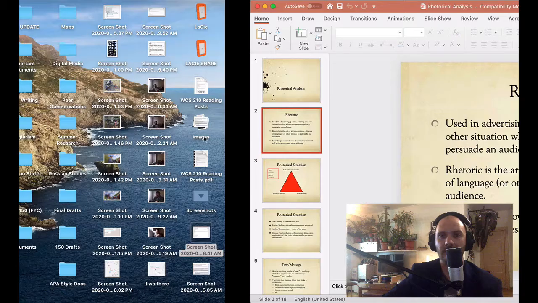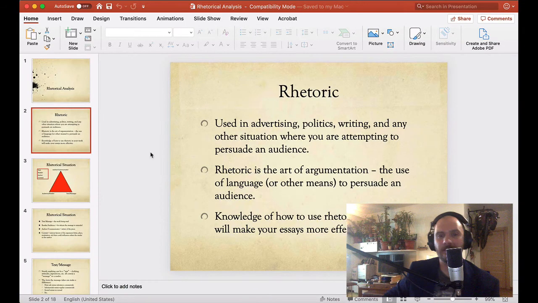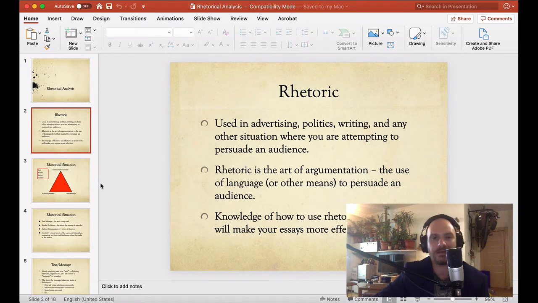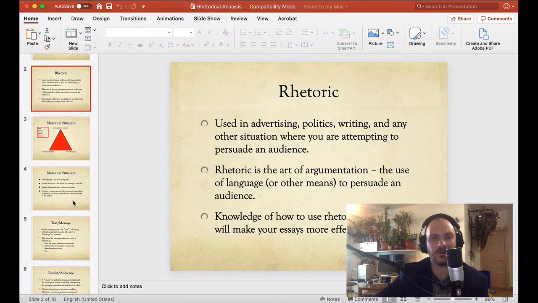So now if we look at rhetoric, remember that the term rhetoric has a lot of definitions, but essentially it means either persuasion or appealing to an audience, which are usually the go-to definitions that I look at. This PowerPoint is available on Moodle, so I'm not going to go through the whole thing.